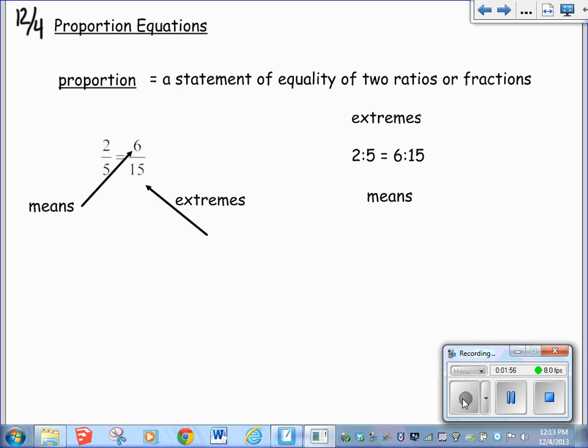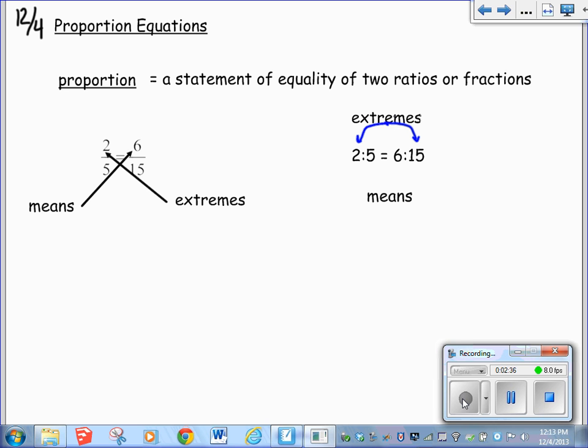The two numbers on the other diagonal, going from your lower right to the upper left, these two numbers are called the extremes. The 2 and the 15 are called the extremes of the proportion. Now the proportion, whether it's written like fractions or written like ratios, the means and the extremes are the same two numbers. So if I want to know what the extremes are over here in this ratio proportion, look to the fractions and tell me what two numbers I told you were the extremes. Jack? The 2 and the 15.